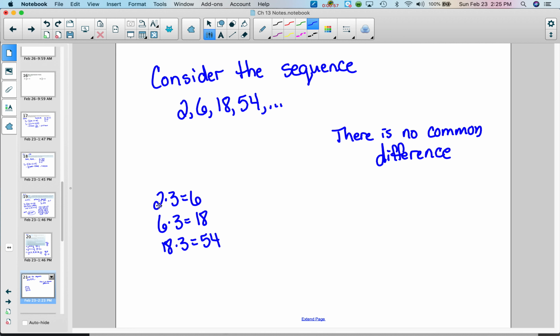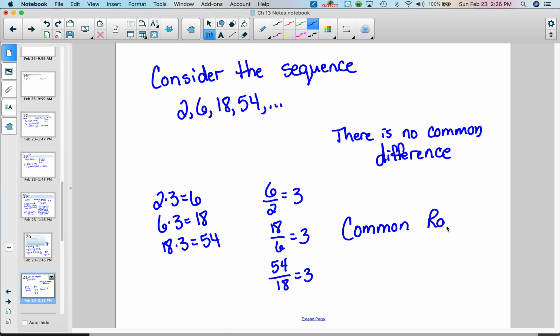Instead of looking at it as multiplying to get to the next one, if I were to take the 6 and divide by 2, so the second term divided by the first term, I get 3. And if I took the third term and divided by the previous term, I get 3. And if I take the fourth term and divide by the third term, I get 3. So what we're going to call this is we have a common ratio.